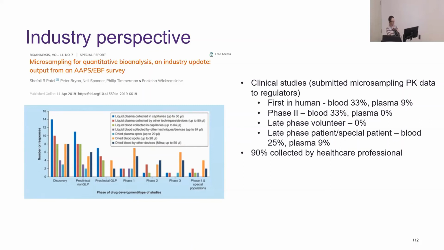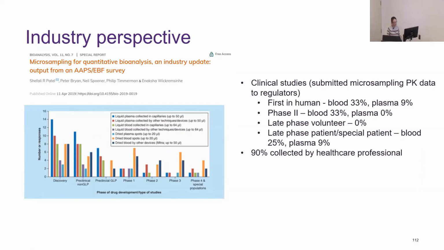And what you can see from the results is there are far fewer clinical phase studies compared to preclinical studies using microsampling. They found that VAMS was being more frequently used than DBS, and then liquid plasma as a microsample was being used more frequently than liquid blood. 28 out of 39 participants were using capillary microsampling.